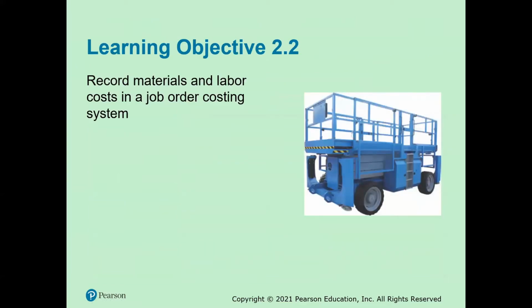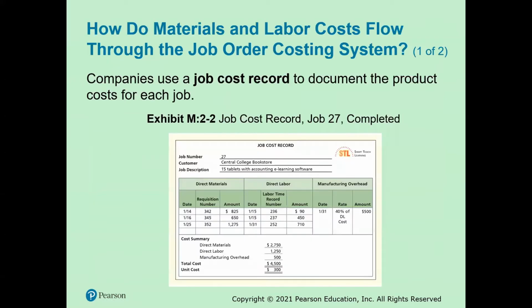Learning objective 2: record materials and labor costs in a job order costing system. How do materials and labor costs flow through the job order costing system? A job order costing system tracks costs as raw materials move from the storeroom to the production floor, where they are converted into finished products.